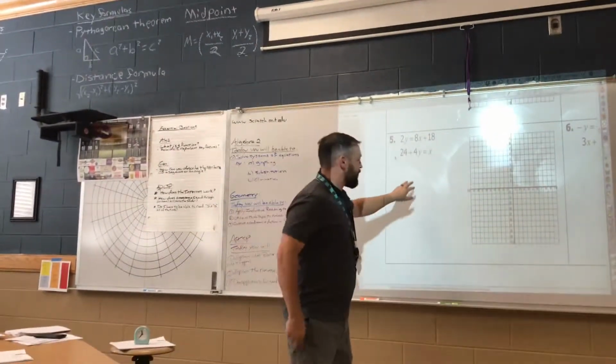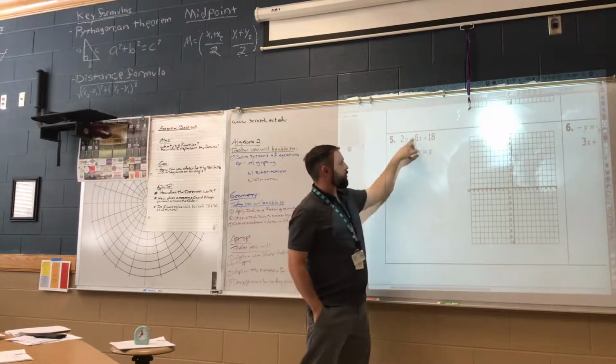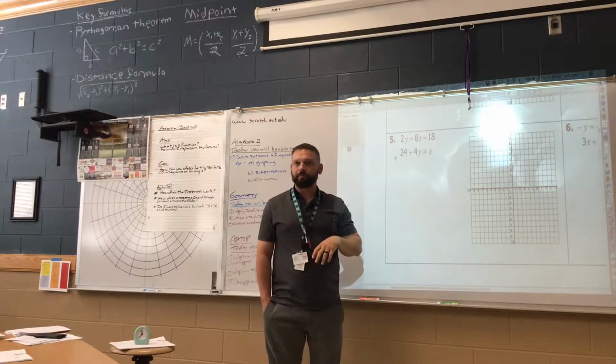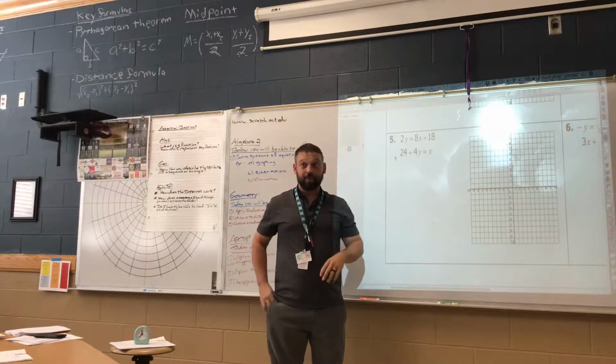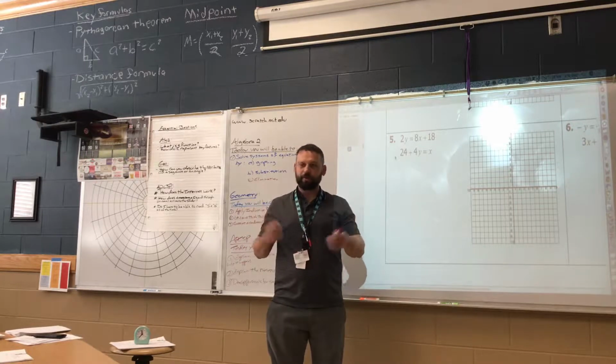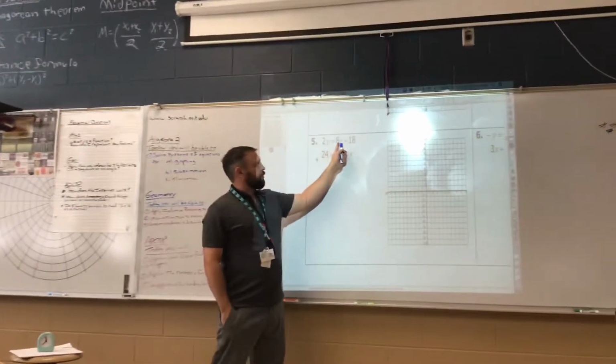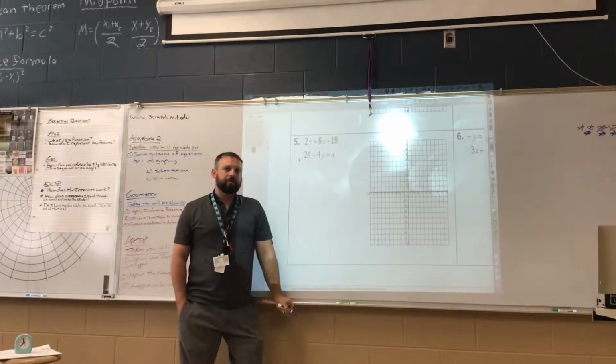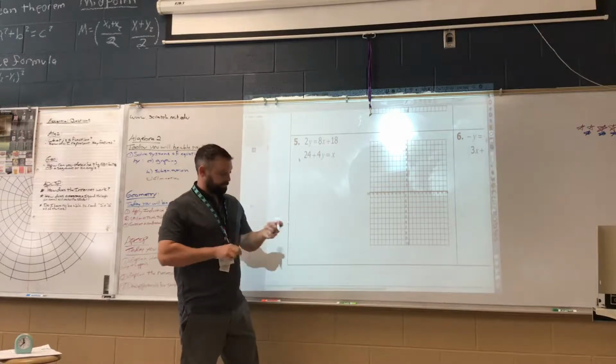So number 5. What form is this in? It's not in one. That's the answer, right? It's kind of in between. So which one would you convert it to, the standard or the slope intercept? Slope intercept. Okay. All right. So how am I going to do it?